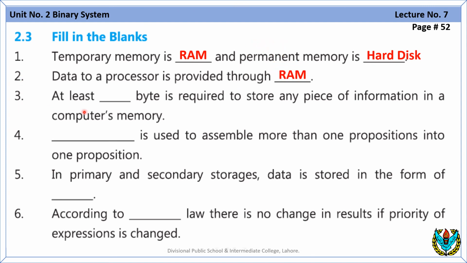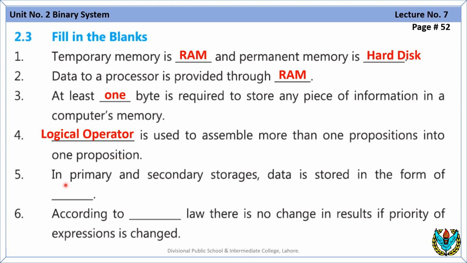Number 3, at least dash byte is required to store any piece of information in a computer's memory. The answer is at least 1 byte is required to store any piece of information in a computer's memory. Number 4, dash is used to assemble more than one proposition into one proposition. The answer is a logical operator is used to assemble more than one proposition into one proposition.